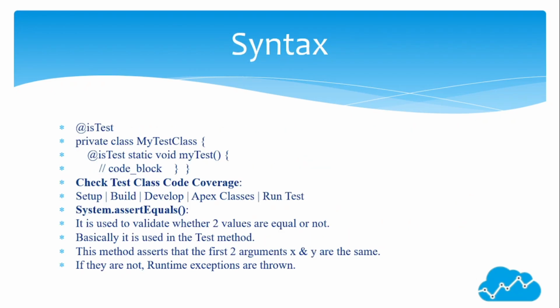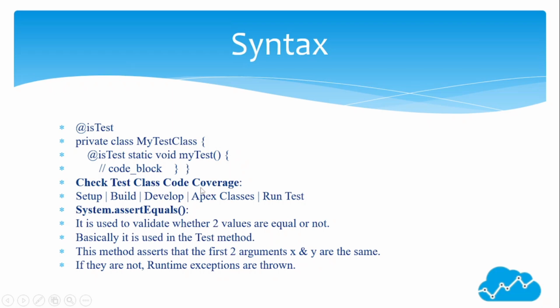Syntax: @isTest. This is an annotation. Private class, class name, MyTestClass. Then @isTest static void myTestFunction. This is the name, and then in curly braces we need to write the code block, and after that we need to close the curly braces.